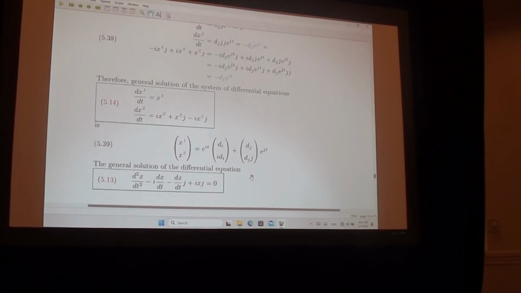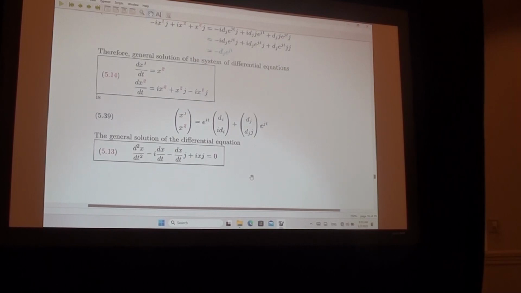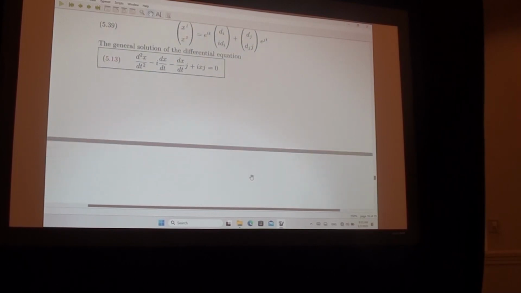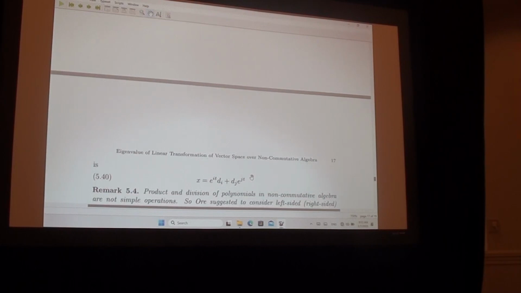The general solution of differential equation 5.18 has the form 5.40.